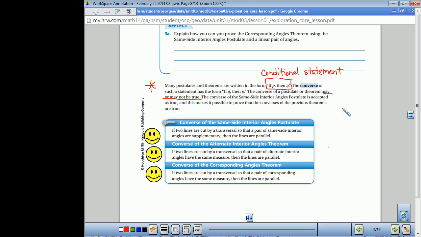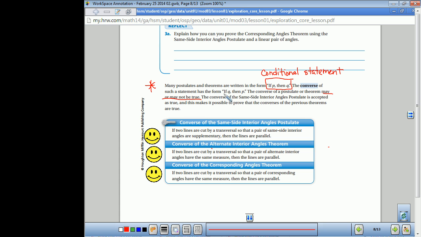Okay? If you're disrespectful to your parents, then you're on restriction for a month. Okay? So, if then. But they can also be mathematical statements. If a polygon has 4 right angles, then it's a whatever. Okay? Now, well, let's say that correctly. If a figure is a square, then it has 4 right angles. That would work, right?